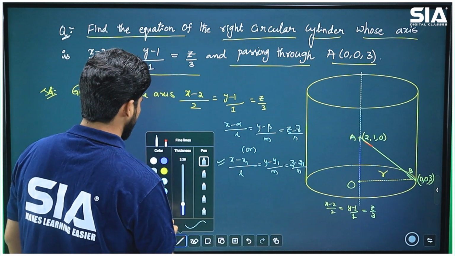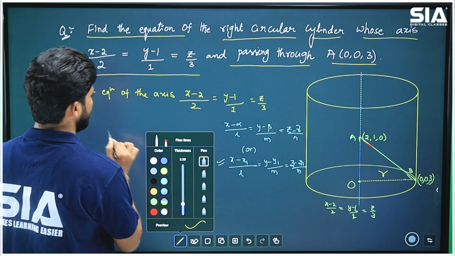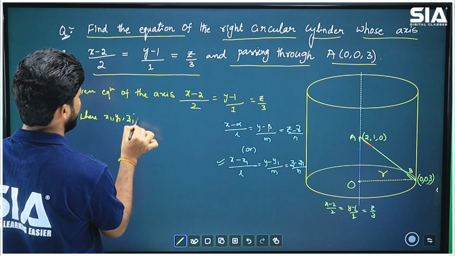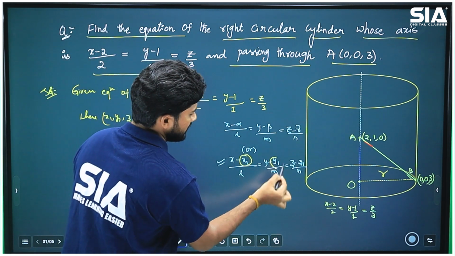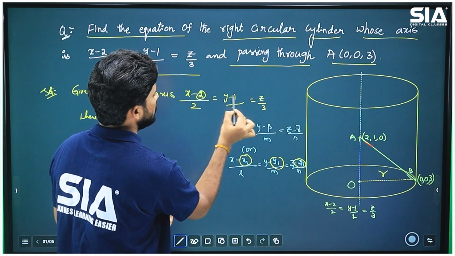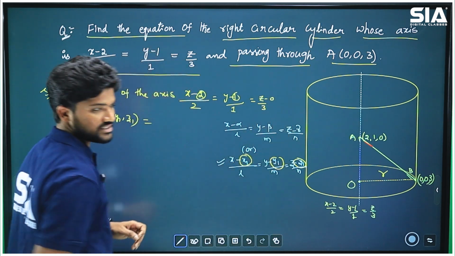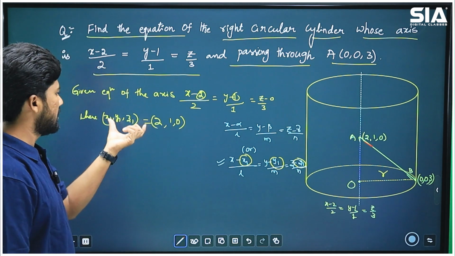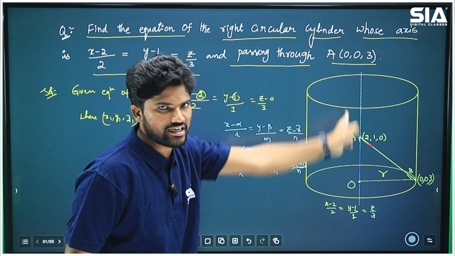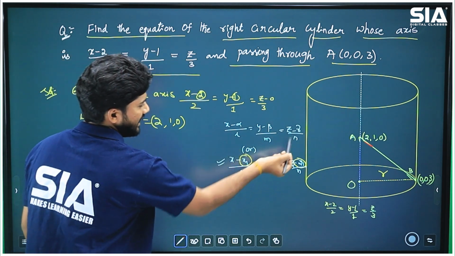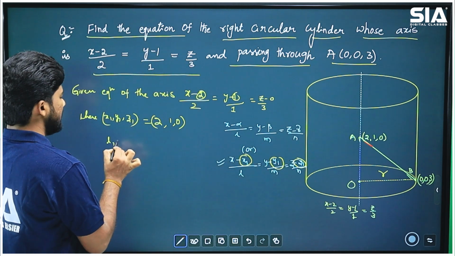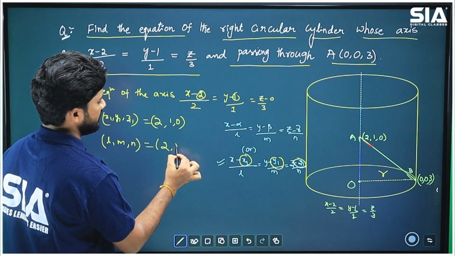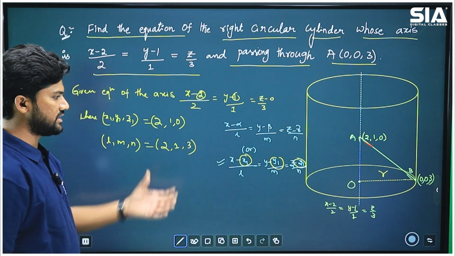Therefore, if you compare the given axis equation in that form, we will get the point (x1, y1, z1). What is the value here? 2, 1, and z is nothing but z minus 0 also we can write. That means we can write (2, 1, 0). That is a point lying on the axis of the right circular cylinder. And what are the direction ratios here? L, M, N. What are the L, M, N values? L is equal to 2, M is equal to 1, and N is equal to 3. These are the given values.